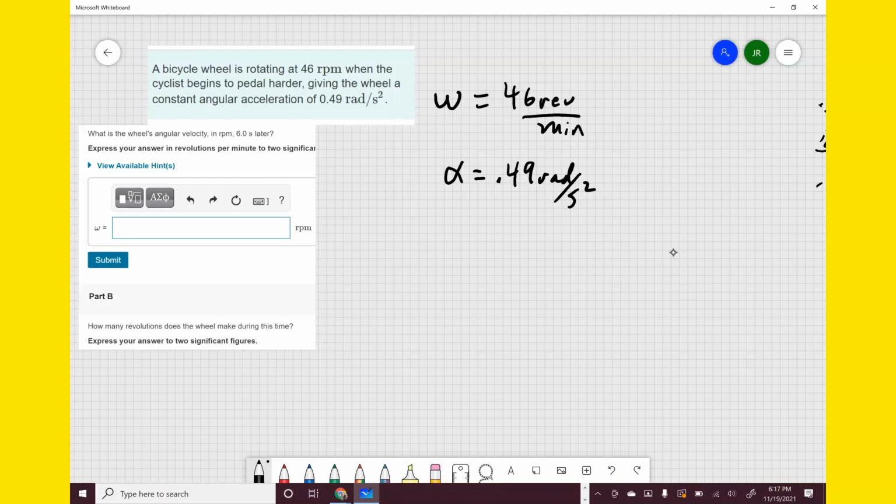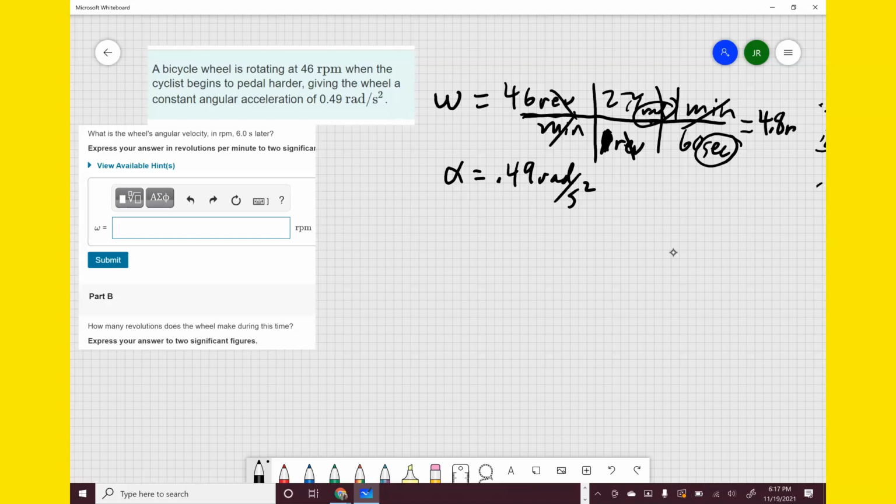Alright, I already know here I'm going to need to get consistent units, so I've got radians per second squared in alpha. I've got revolutions per minute in omega, so I want to change this omega to radians per second. So 1 revolution is 2 pi radians, and 1 minute is 60 seconds. So we're left with radians per second. That's what I want. A little calculator work here: 46 times 2 times pi divided by 60. I get around 4.8 radians per second. Okay, so it's asking me the wheel's angular velocity in RPMs 6 seconds later.